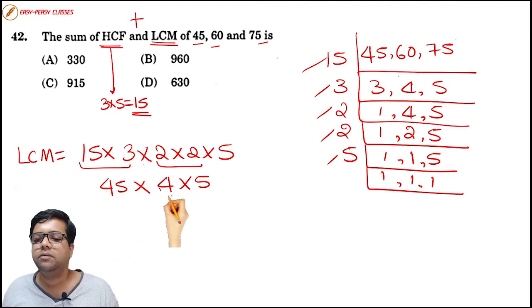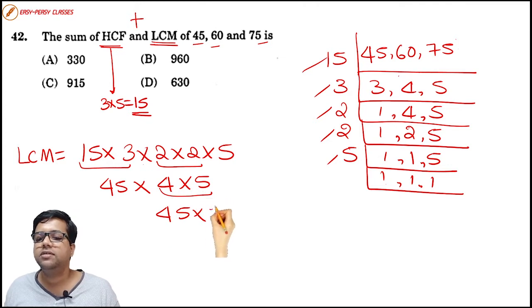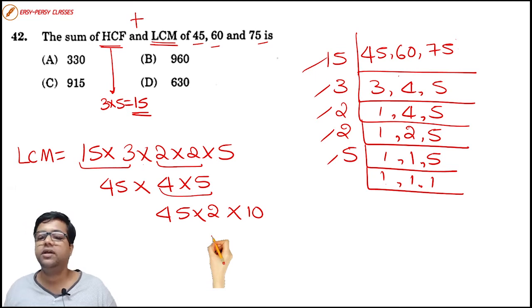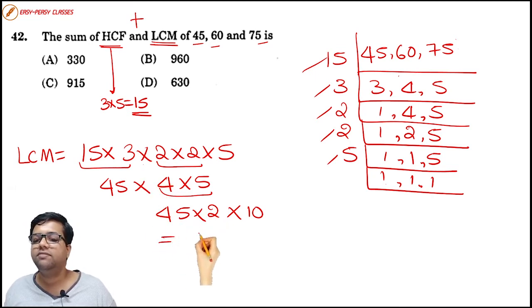Now again group them in two numbers. So 45 into 4 5s are 20. This is what you got. 45 into 2, 45 into 2. Don't take this number 20. You can write it as 2 into 10 as well. 20 can be written as 2 into 10 as well. So if you multiplied 45 into 2, you will definitely get 90.